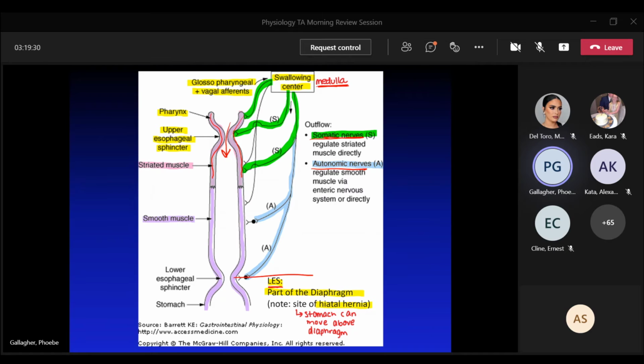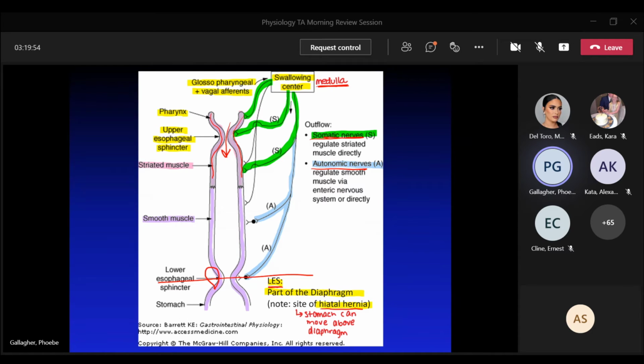So your diaphragm kind of goes across here. Your stomach is like rubbing up against the bottom of your diaphragm. So your lower esophageal sphincter kind of goes through the diaphragm. So that's what it means here. You can get a hiatal hernia where your stomach kind of pushes through that little opening, and some of your stomach pokes out into your thoracic cavity because of that.